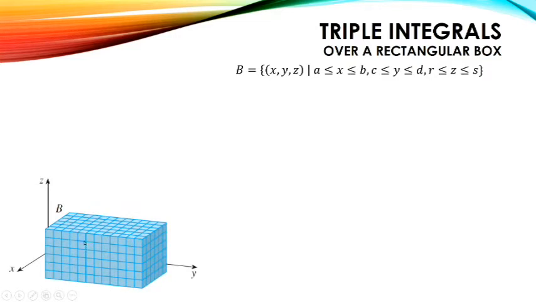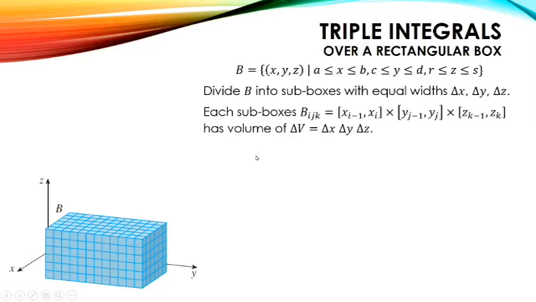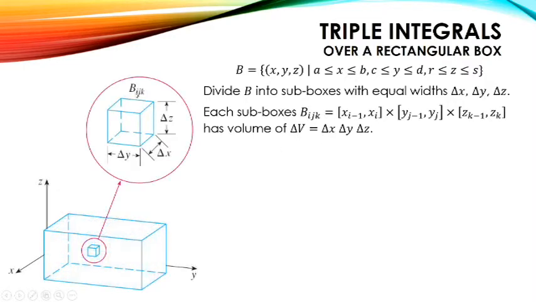It is subdivided into smaller sub-boxes with equal widths, delta x, delta y, delta z, along the major axes. Each sub-box has a volume of delta V, the product of each dimension of the sub-box B sub i, j, k. Okay, so we can form a triple Riemann sum, just like what we did in double integrals.